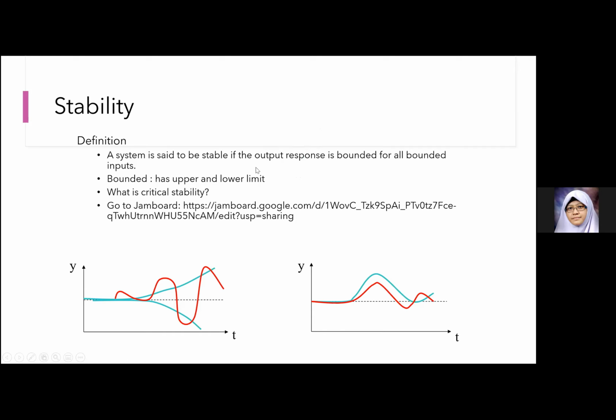If you put in a bounded input to a process, then you should have a bounded output. What is meant by bounded is that it has an upper and a lower limit. If you have a process and we give it an input that is bounded, let's say a step change, then the output should also be bounded. So if it's bounded, then that's okay.